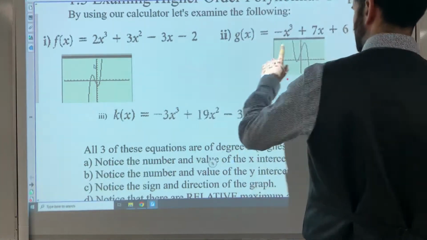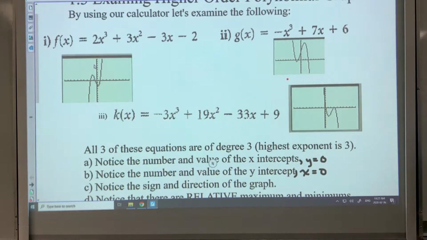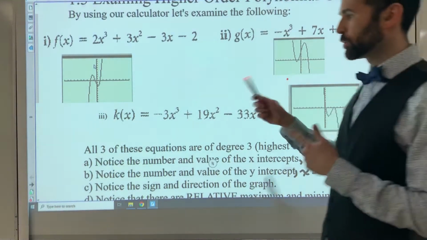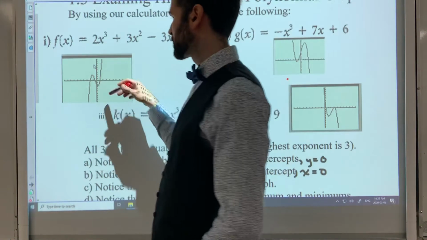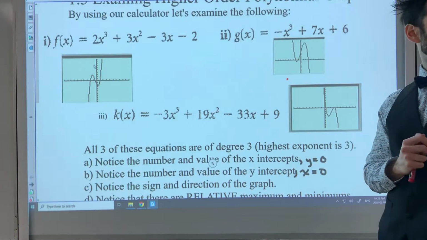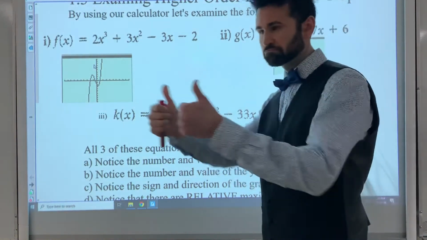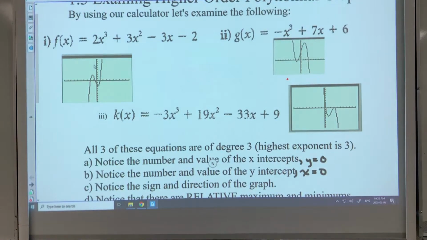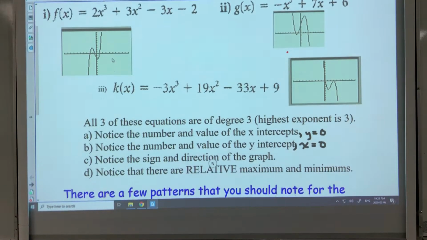How many y-intercepts do you see in each case? Just 1, okay? And that's always the case for all these higher order ones. It'll cross the y-axis somewhere once. And by the way, how do you find the y-intercept? You said x equal to 0. Beautiful, you guys are so smart. We did not rehearse this, by the way, that's perfect.